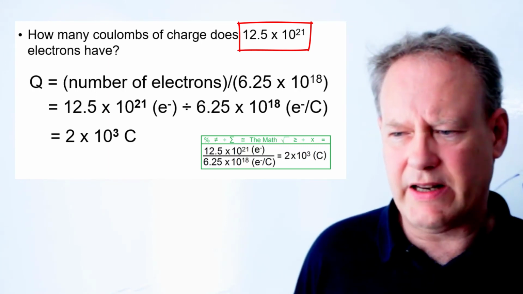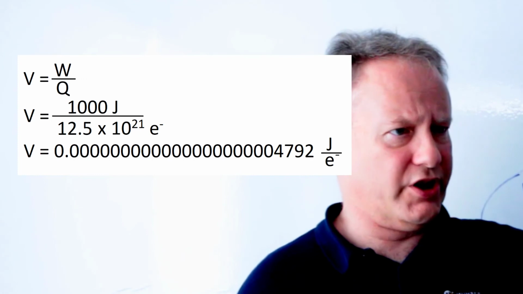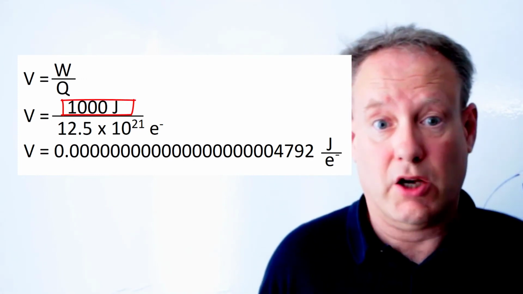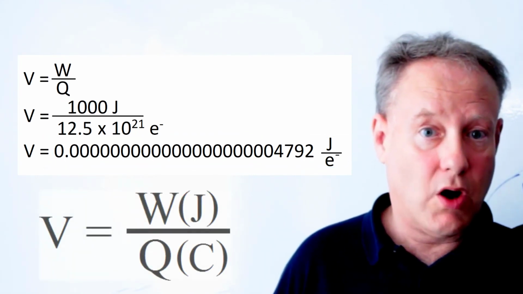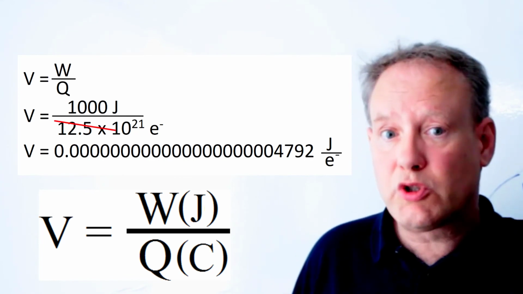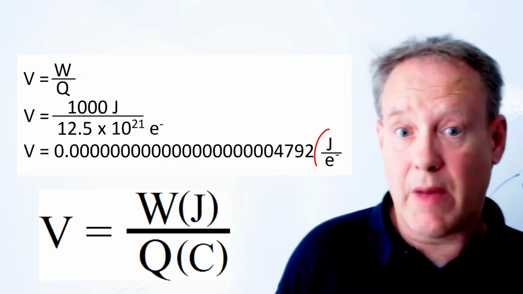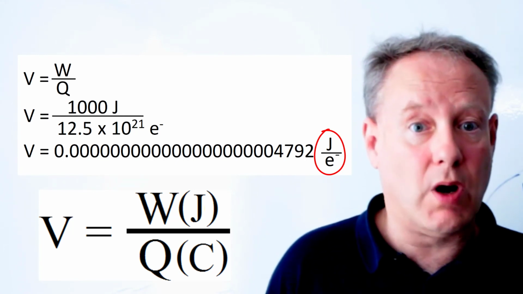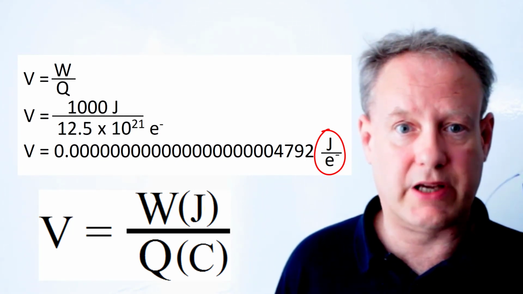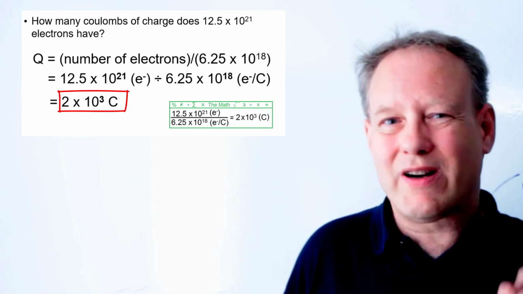That's a ridiculous number. If I need to say, I've got 12.5 times 10 to the 21 electrons, and the energy is this many joules, then what's my voltage? Well, actually, voltage is a measure of joules per unit coulomb, not joules per unit electron. If you wanted to, you could create a new kind of voltage that's not measured in joules per coulomb. You could say joules per electron. Go ahead and do that if you want. I mean, nobody else is going to want to follow that convention because the numbers are going to be ridiculously small. Do the math. So, there we go. We convert everything to coulombs if we're dealing with electrons.